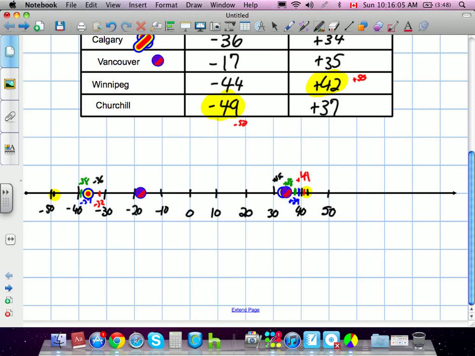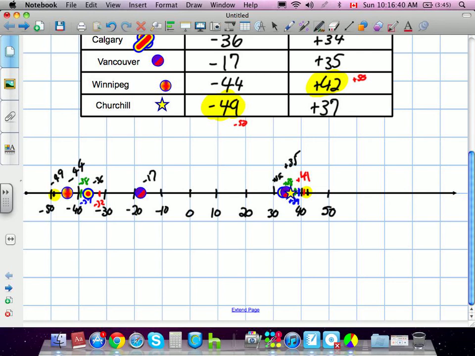What else do we have here? Winnipeg, negative 44. That's over here. And positive 42, which is our high point, so I won't put that one in because we already have it. And then for Churchill, they're negative 49, which we already had as our low point, and positive 37. It's going to be around there. We'll just throw the star on top. If we notice, these are all pretty close in range when we take a look at them.